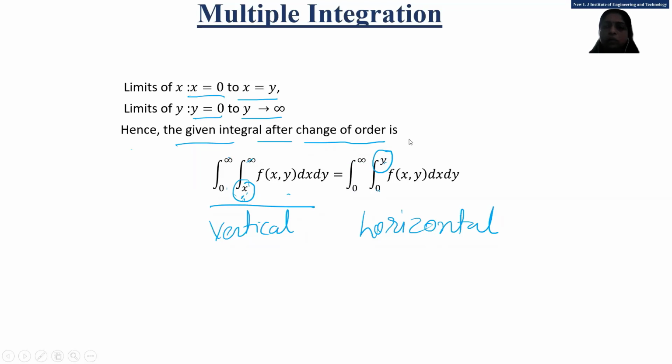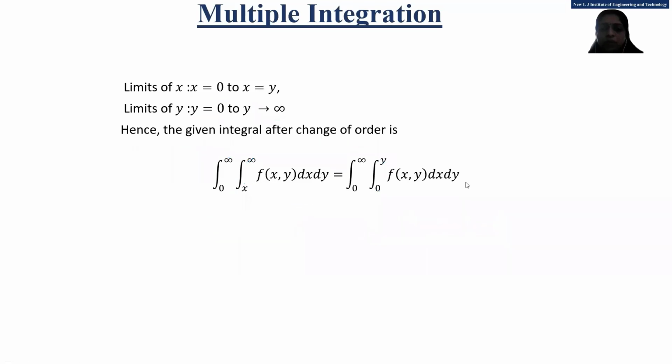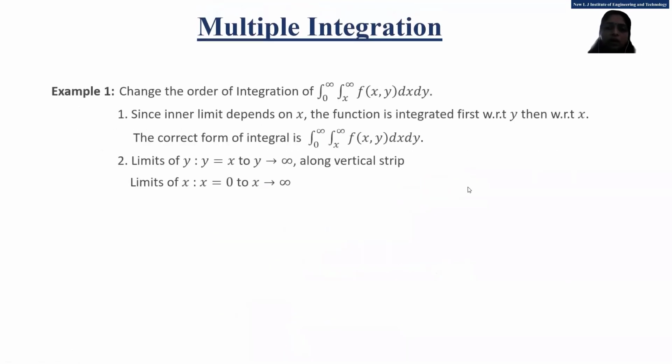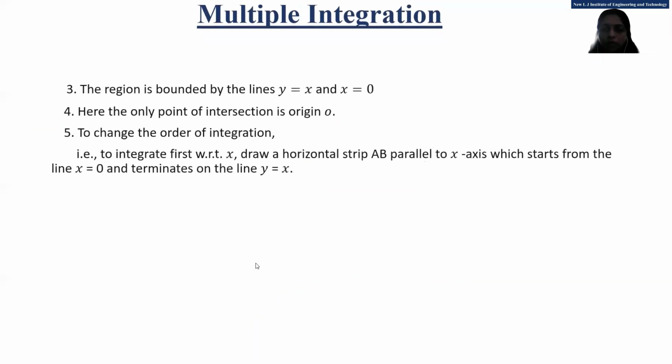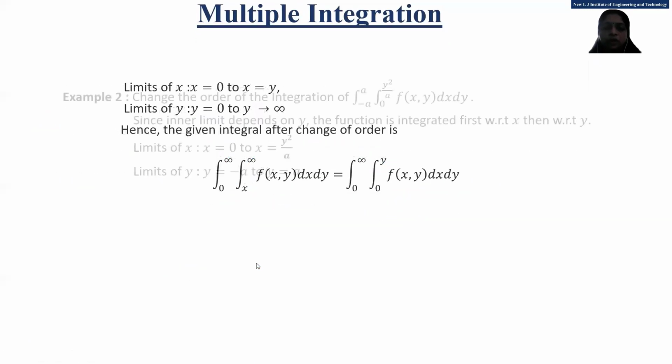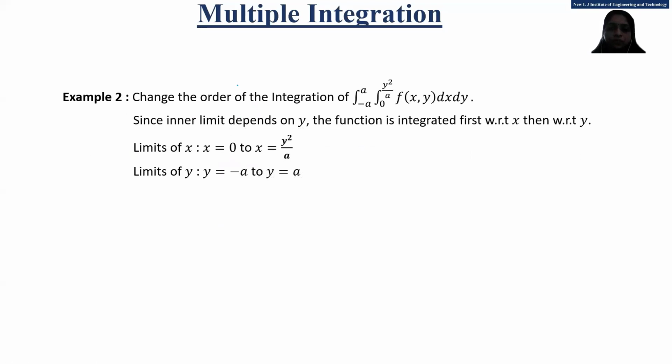Any doubt, students, about the change of the order of the integration? In this example, we have been given limits. With the help of the limits, we have to draw a region, and decide whatever strip is given, vertical or horizontal. Then with the help of the given data, we have to convert a vertical strip into a horizontal strip, or if they give a horizontal strip, then we convert it into the vertical form. Okay, let's move to one more example for better understanding.